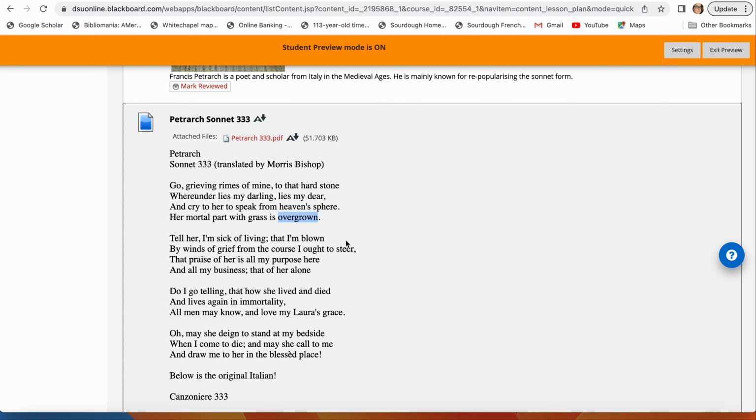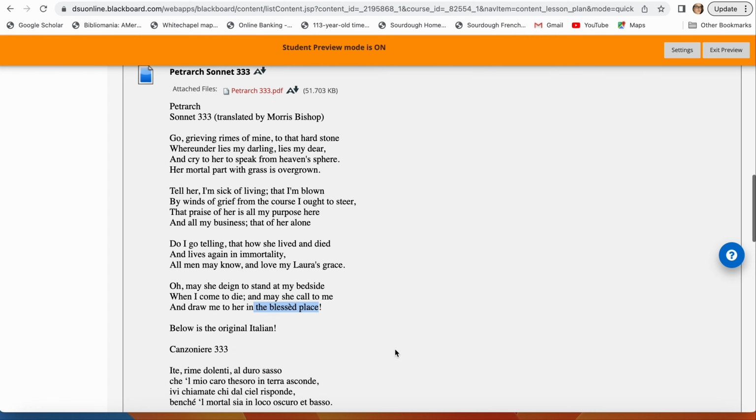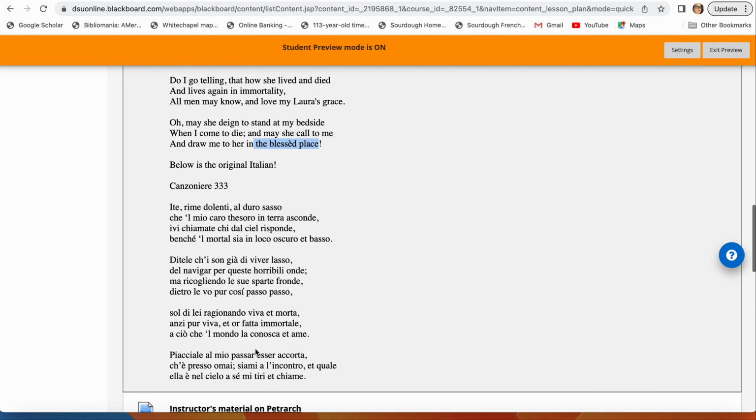Then his tone becomes more positive as he thinks of how he will write poetry about her that will make her live again in immortality, and also implying that she's going to heaven. And then he hopes that he will meet her again someday, possibly in heaven or the blessed place. Now, in the Italian, the word that Petrarch uses is cielo, which is also the word for sky.